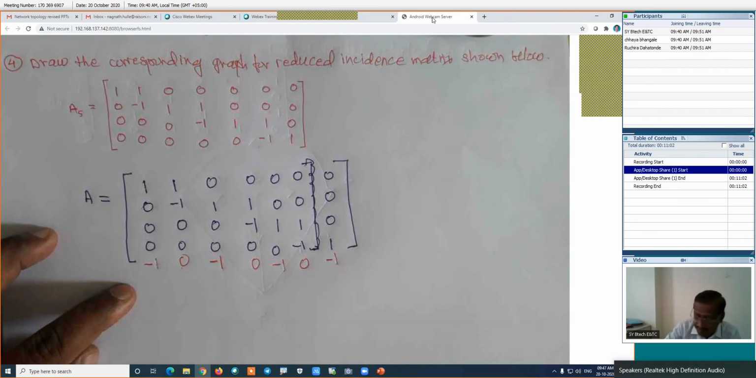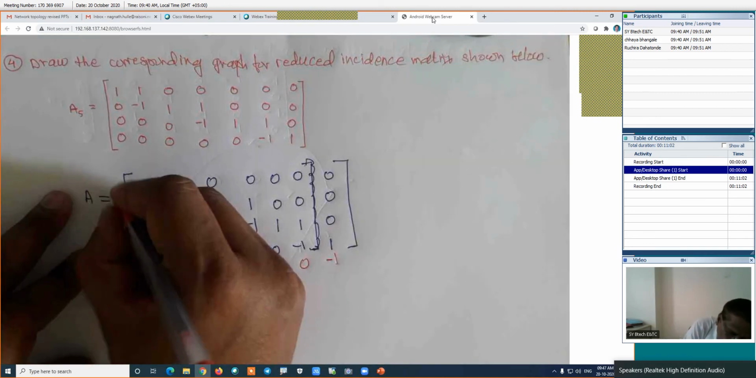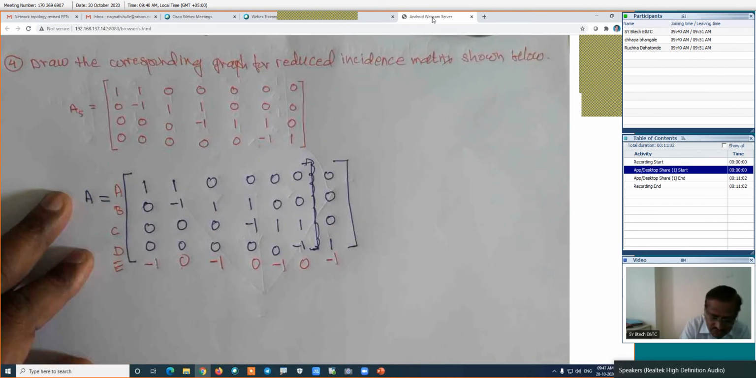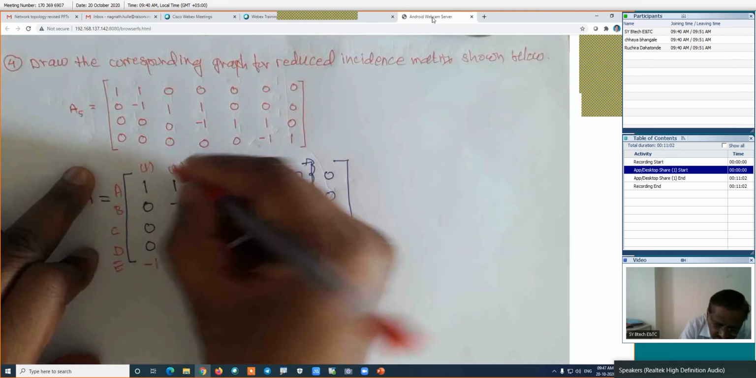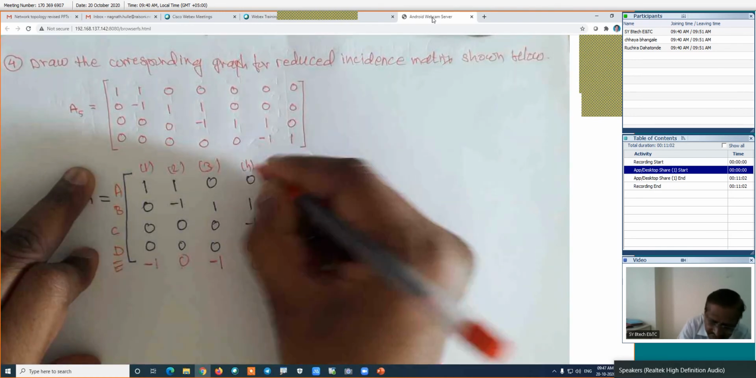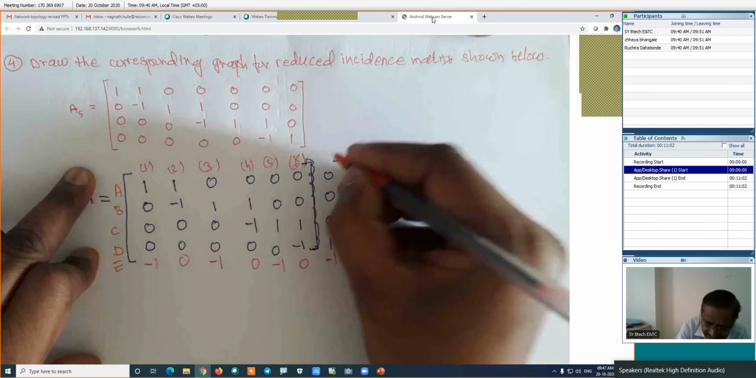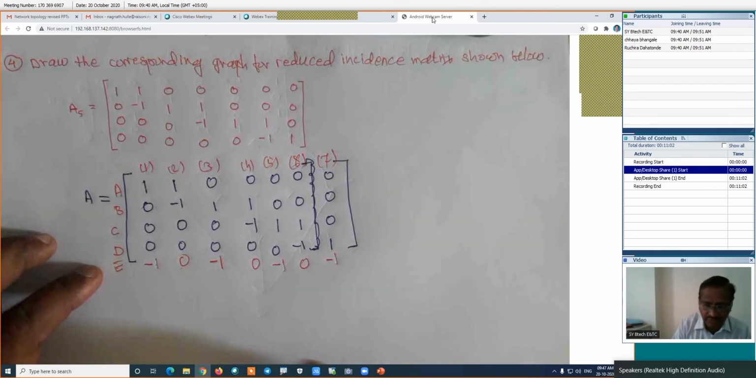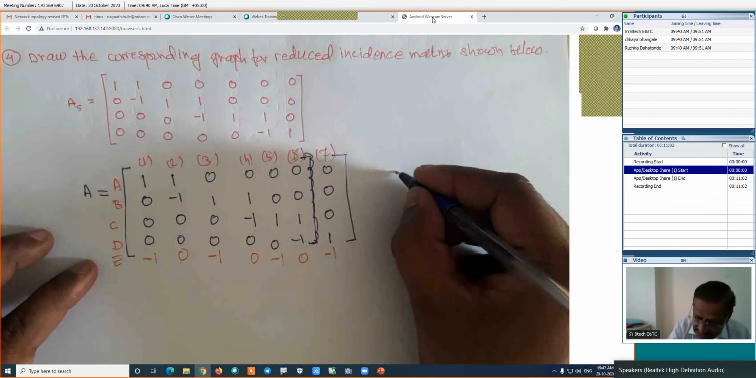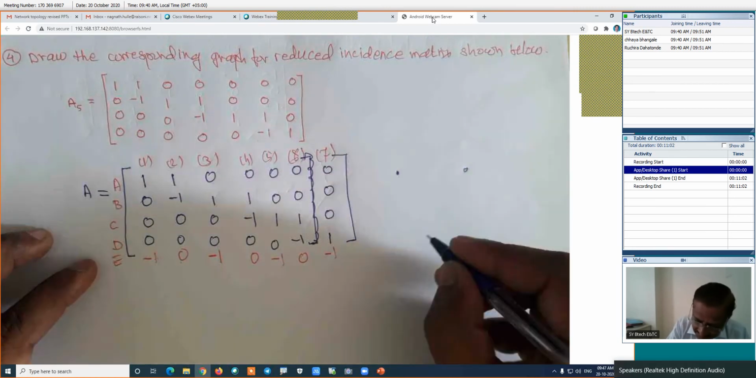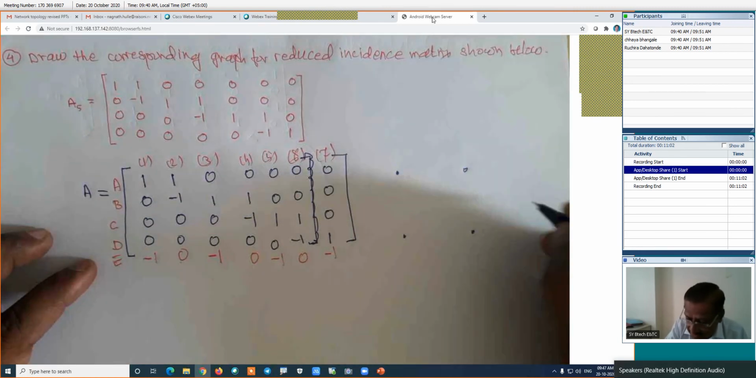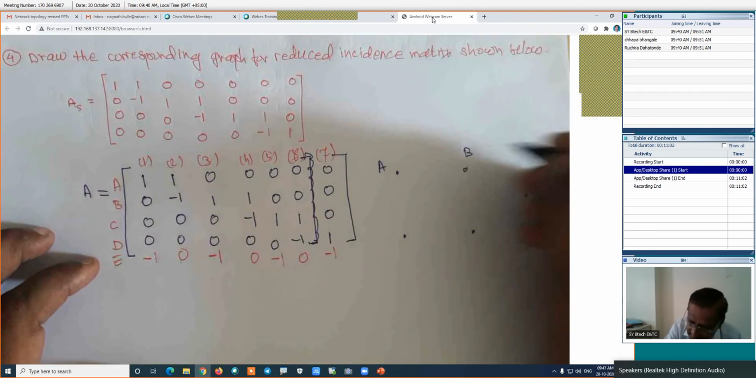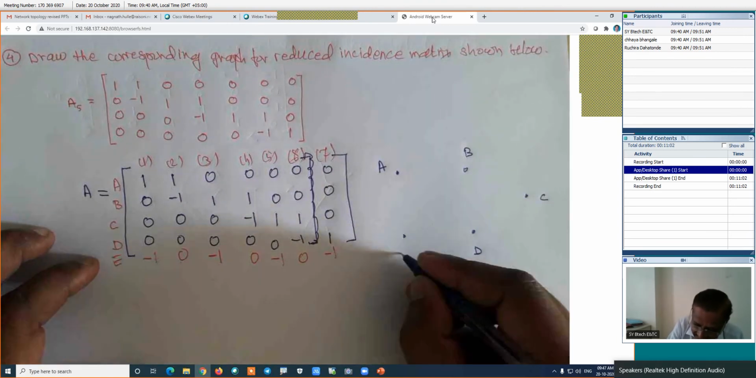If we have this matrix, it has A node, B node, C node, D node and E node. We have 5 nodes. This is the first branch, second branch, third branch, this is the fourth one, the fifth branch, the sixth, and finally the 7th branch. This means we have 5 nodes and 7 branches. I will draw that figure here. This is one node, second node, third node, fourth node, and the 5th node. Draw any shape. This is A node, this is B, this is C, this is D, and finally the E node.